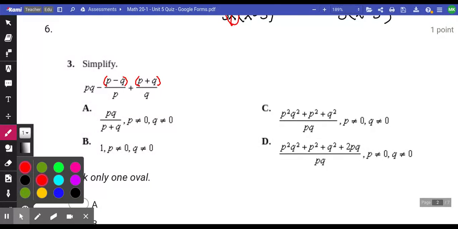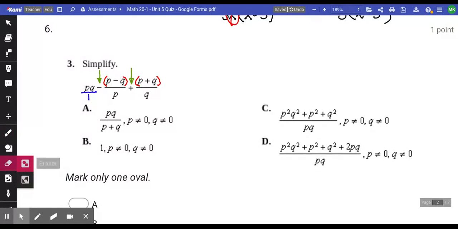The next thing I want to do is check what I'm doing. In this question, I'm doing addition and subtraction. Addition and subtraction requires a common denominator. That p divided by q, or p times q, remember, does have a denominator of 1. So it has to get a common denominator just like everything else.